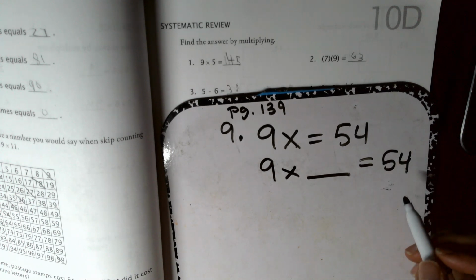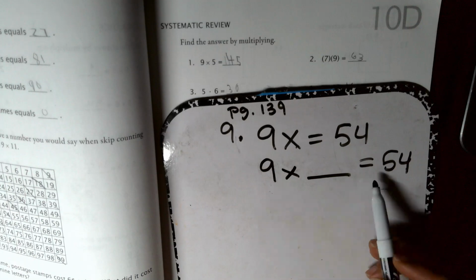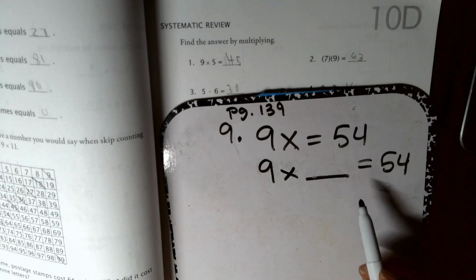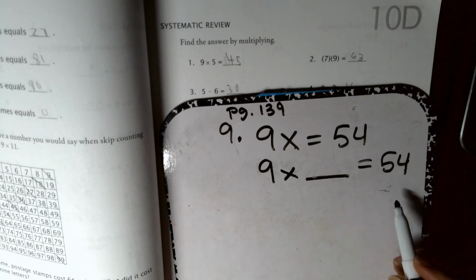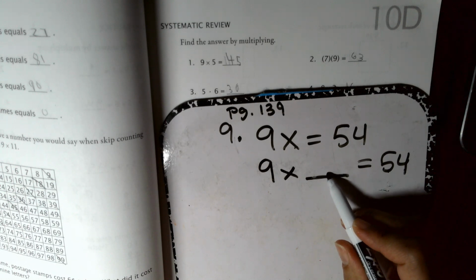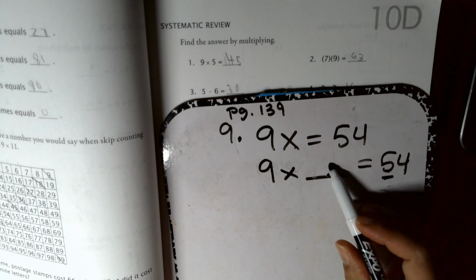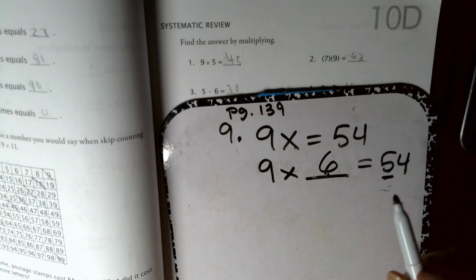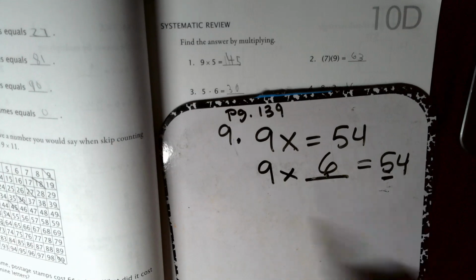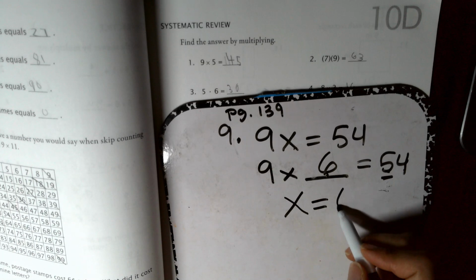This is so much easier if we use the method that I taught you, because whatever this number is, remember, we subtracted 1 to get the first digit. So we know that's 6, because 6 minus 1 is going to give us that 5. So we know 9 times 6 is 54. So then x equals 6.